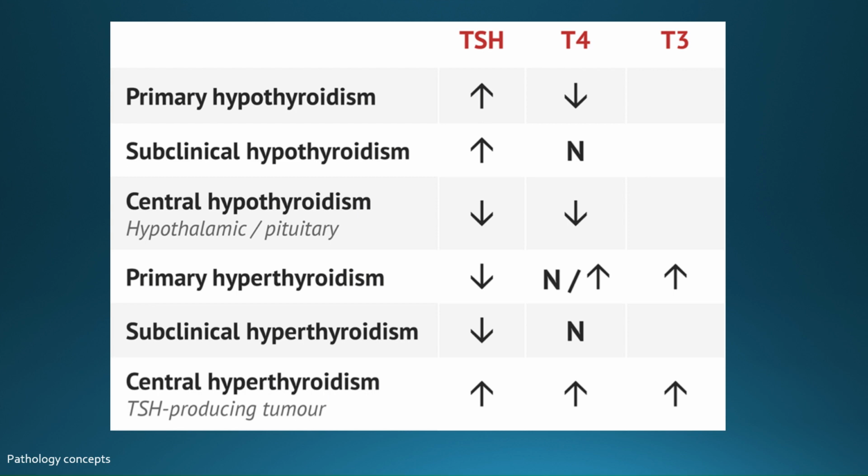In subclinical hyperthyroidism, the TSH will be low but T4 and T3 will be normal. In central hyperthyroidism, because of a TSH secreting tumor, the TSH will be high and T4 will be high.